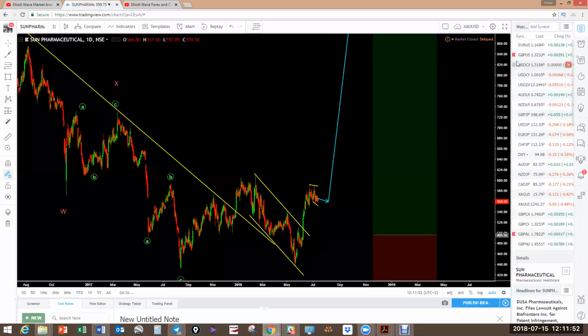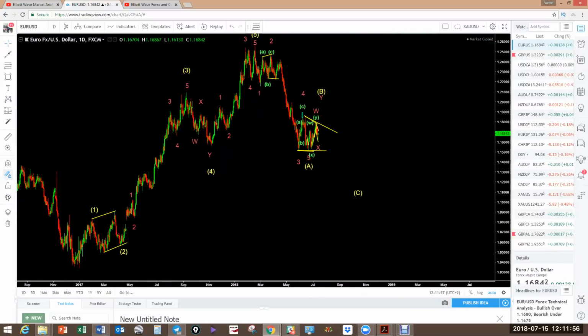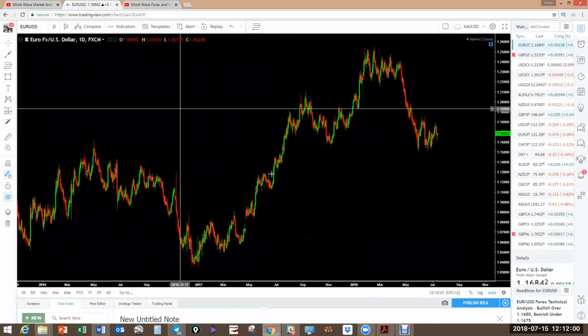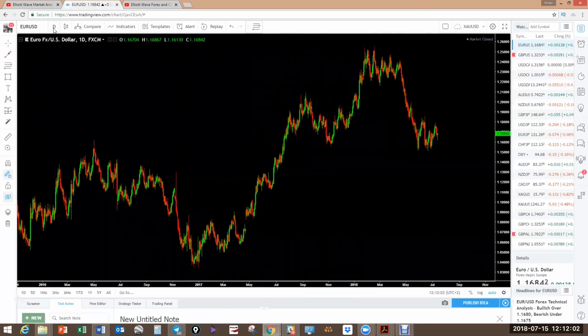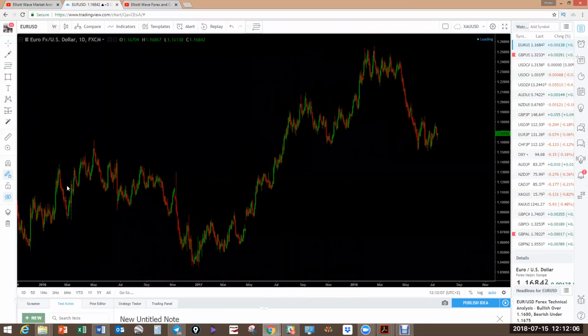All right, so we're gonna go through Euro US dollar, and I'm gonna show you all those patterns that I showed you last week that are playing out clearly, and it is following the structure up to this stage. So we're gonna start with the weekly chart.